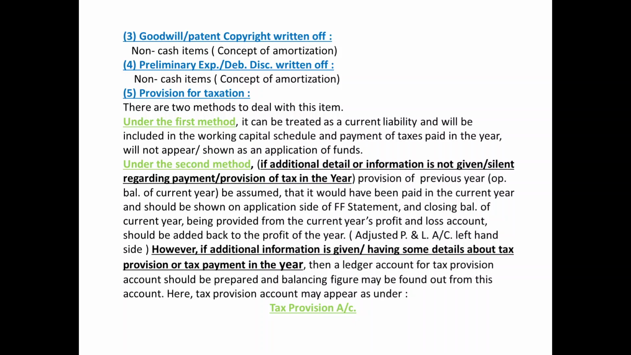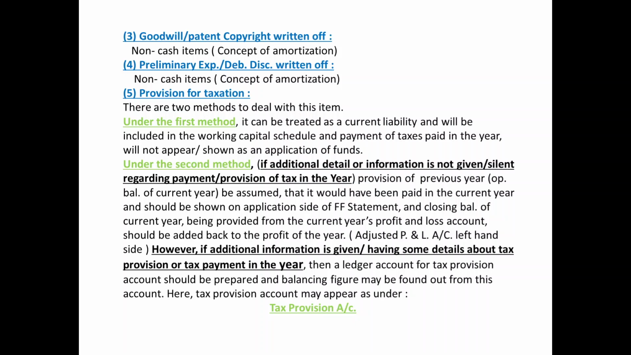Journal entry: profit and loss account debit, to preliminary expenses account credit or debenture discount credit. It's a non-cash item. You know it very well. The concept of amortization has been applied to write off this type of fictitious assets. And due to the nature of this transaction, it should be added back by applying the reverse impact in the current year's adjusted profit and loss account.